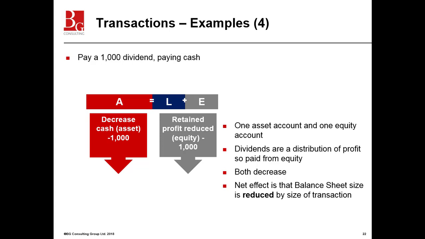What's happened to the balance sheet? Well, overall the net effect is that the balance sheet size has reduced. Total assets is down by 1,000 and total liabilities and equity is also down by 1,000.